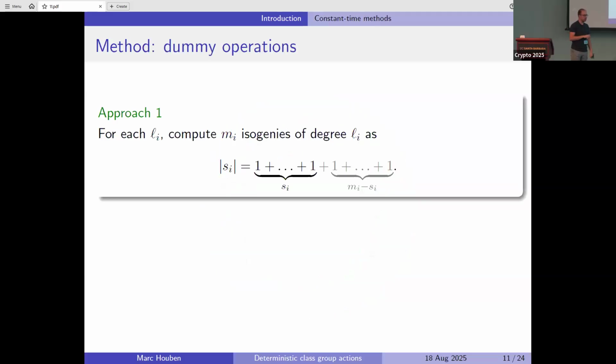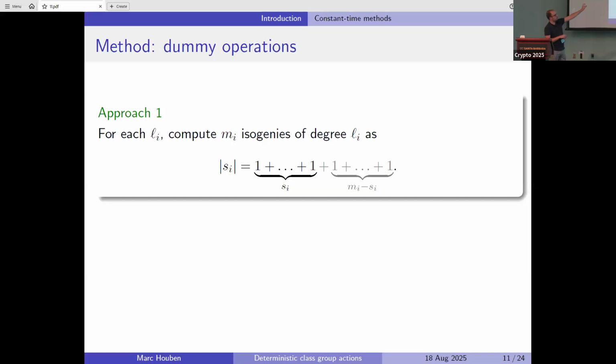So one way to fix this, I guess the most straightforward way, is to use something called dummy operations. So here we take the number of steps that we need to do, so let's call it s_i, and we add a bunch of extra steps that we don't really need, just to make sure that we always have the same number of ℓ_i-isogenies.